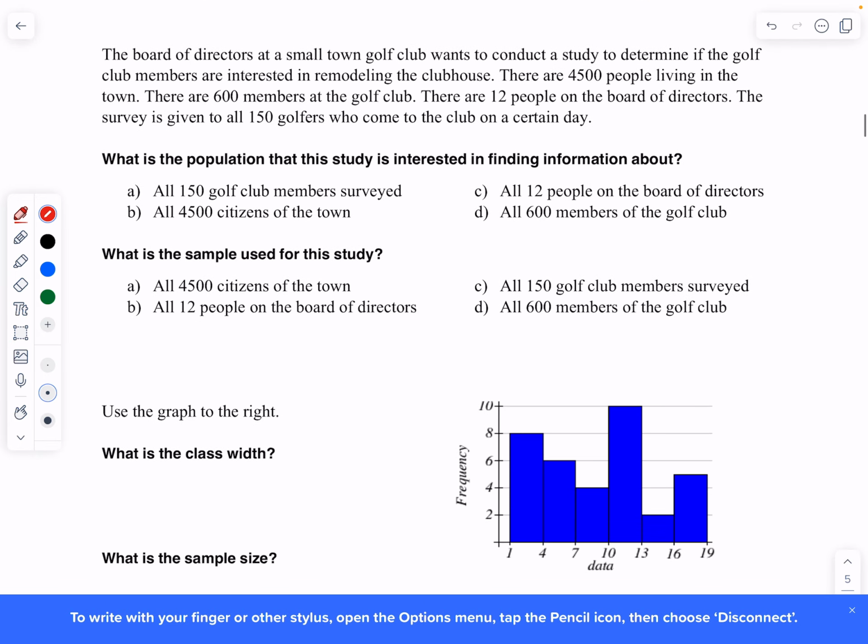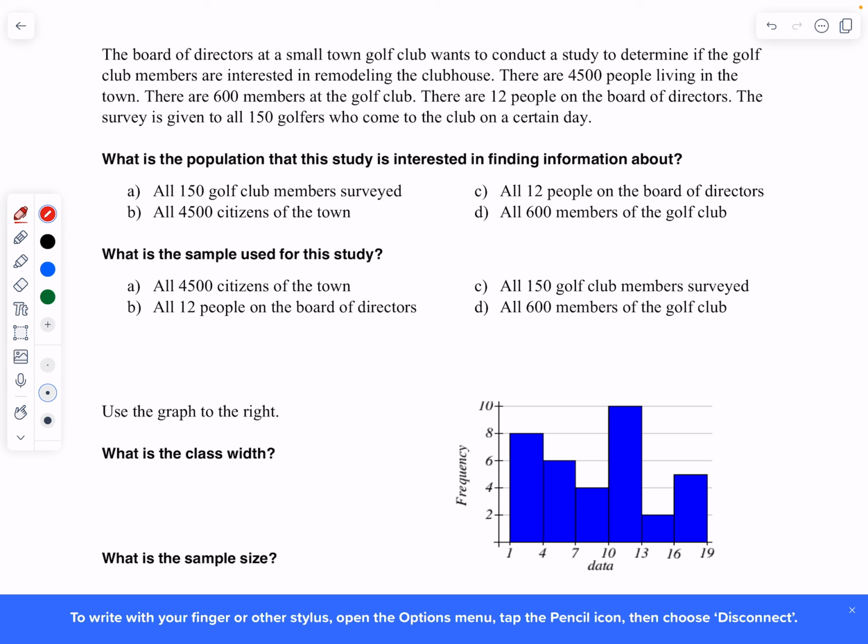So let's look at the next example. The board of directors at a small town golf club wants to conduct a study to determine if the golf club members are interested in remodeling the clubhouse. There are 4,500 people living in the town. There are 600 members at the golf club. There are 12 people on the board of directors, and the survey is given to all the 150 golfers who come to the club on a certain day. What is a population that this study is interested in finding information about?